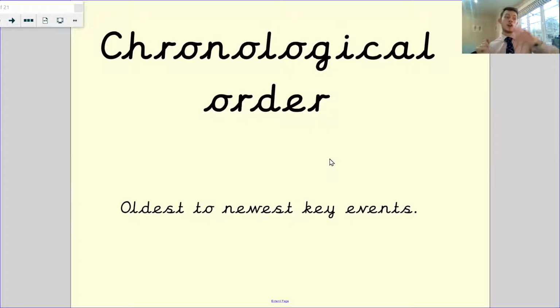So what happened in the past and what's happening now is the order that it happens in, is the chronological order. So the first thing you were born, and then maybe you went to school, and then you grew up and got a job. That's chronological order. It's things that happen in your life in that order.